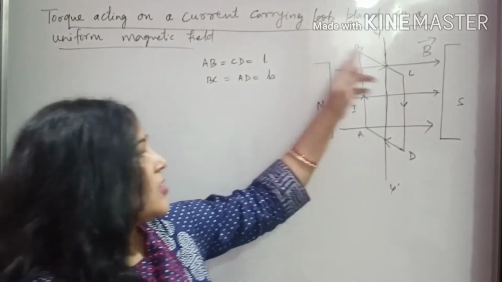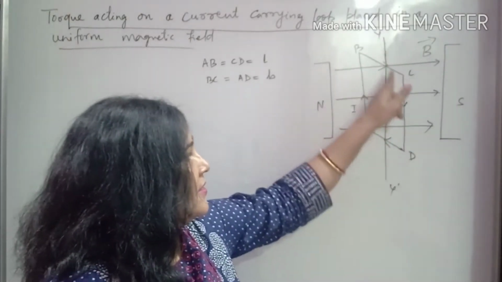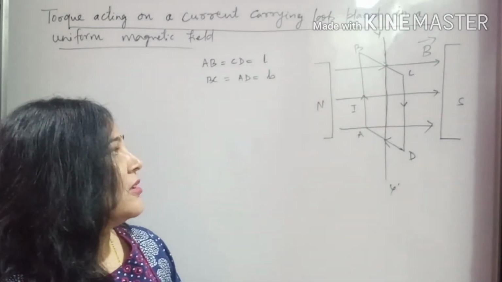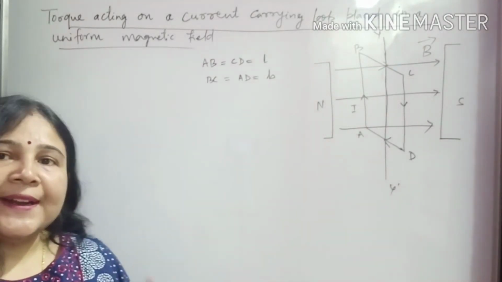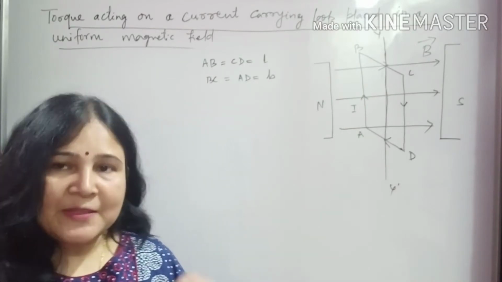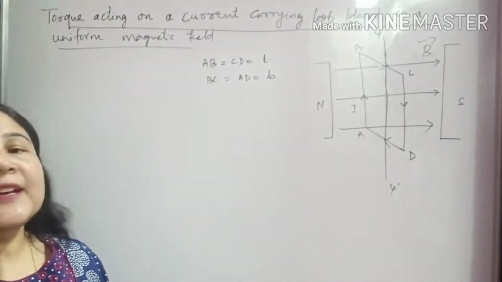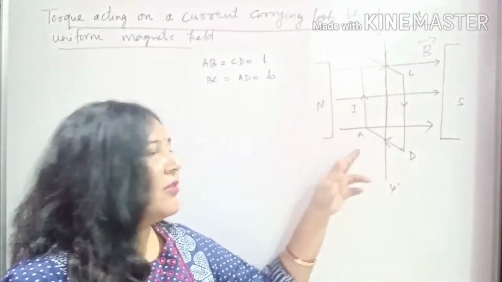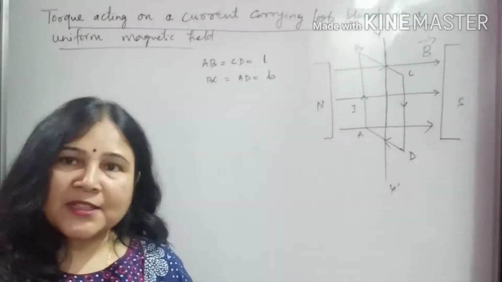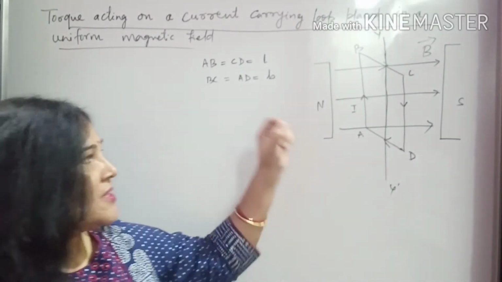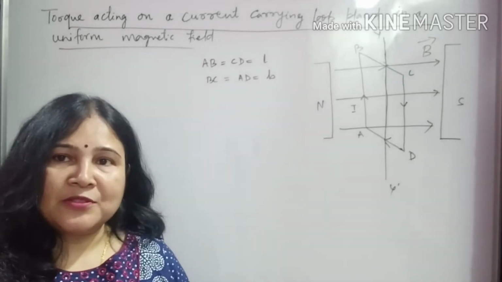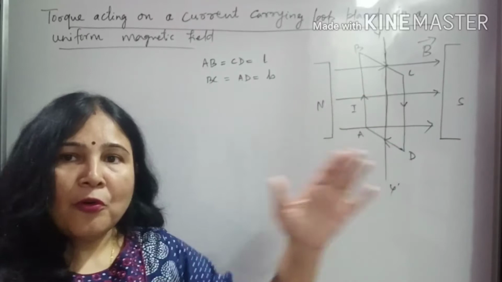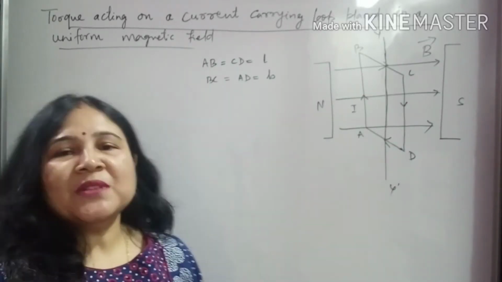Now this coil is carrying a current I, and we can see the direction in which the current is flowing. Now we have to find the torque, but we know whenever a current carrying conductor is placed in a uniform magnetic field, it experiences a force. This rectangular coil consists of 4 pieces of conductors carrying current, placed in a uniform magnetic field. So all 4 sections of this coil will experience a force.